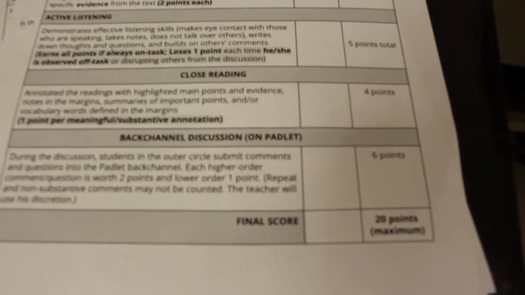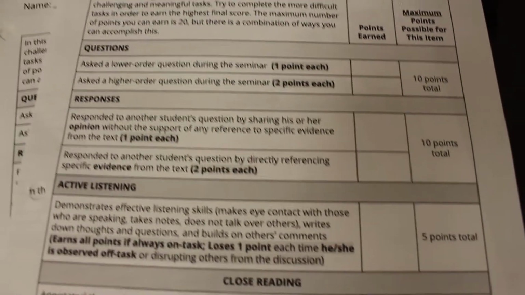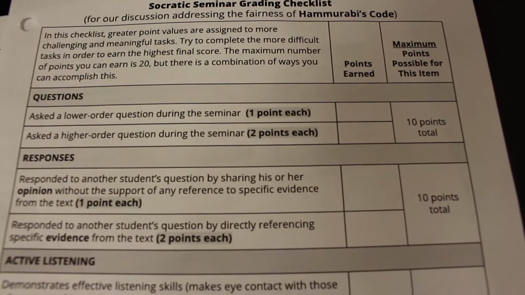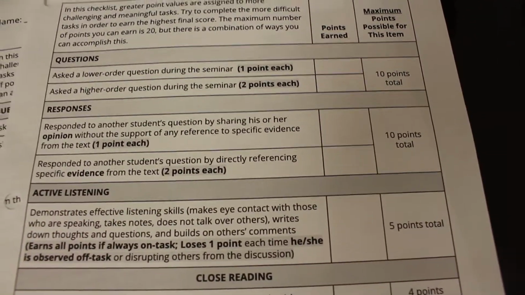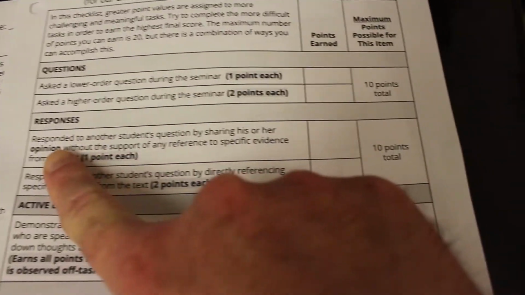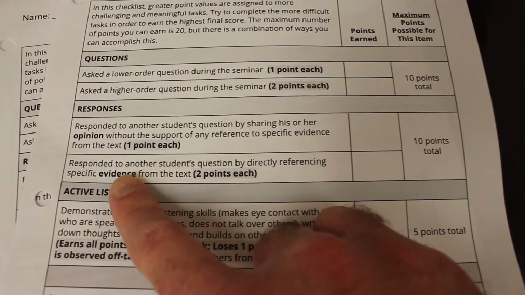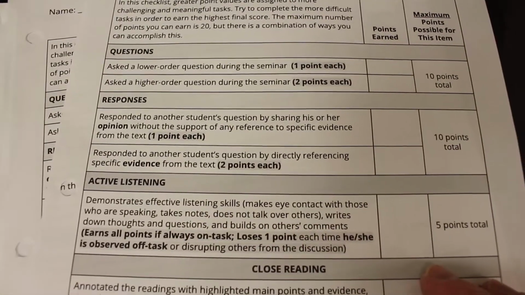For grading purposes, I do give students a rubric, and the rubric looks like this. I give them a lot of chances to get to 20 points, and 20 out of 20 is a perfect score. You can do any combination of these things here. If you ask a basic lower order question, you get a point. Higher order questions, 2 points each. Responses that are just opinion are worth 1 point. Responses that reference another student and specific evidence gets you double the points.